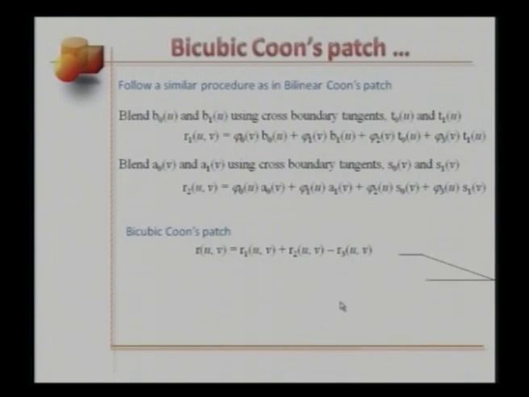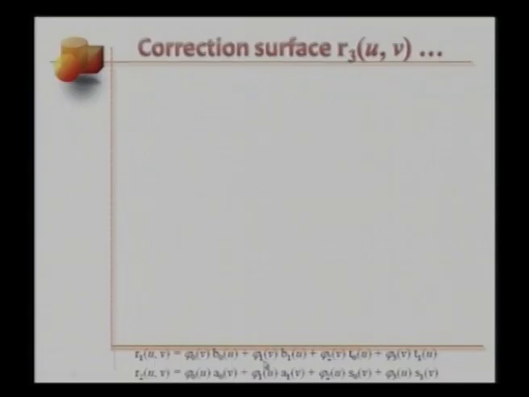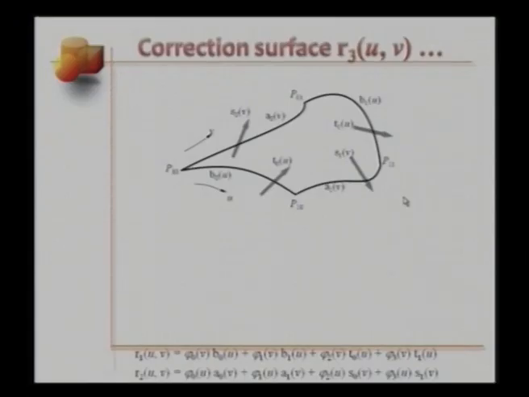Once again, we will determine this correction surface to meet all the requisite boundary conditions. Let's continue. So I have copied the expressions for R1 uv here and R2 uv here. We'll need these expressions to compute the correction surface R3 of u and v. So this is the information that we have, the four bounding curves and the four sets of cross boundary tangents.